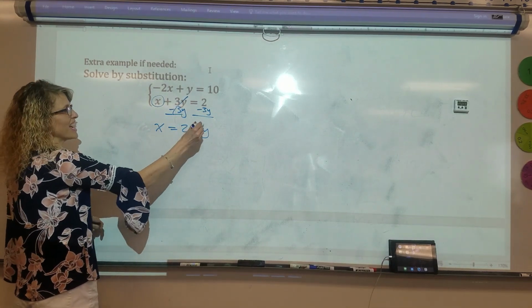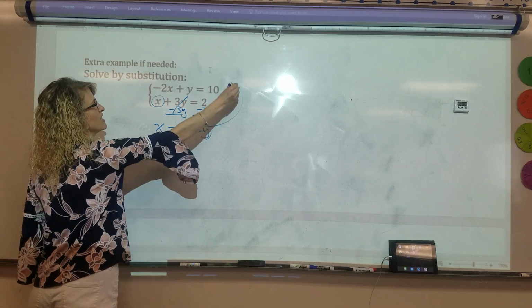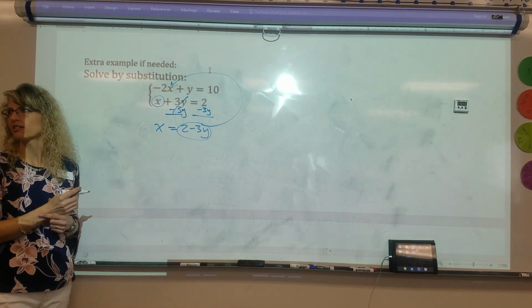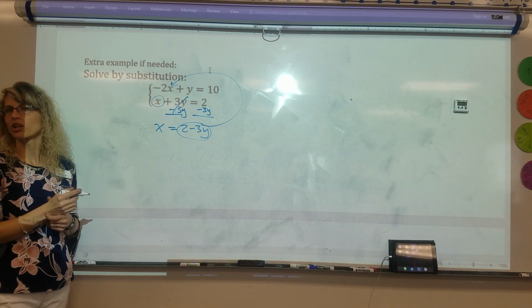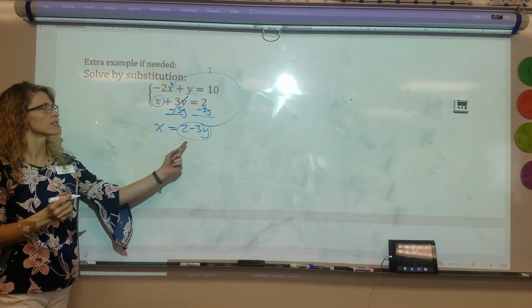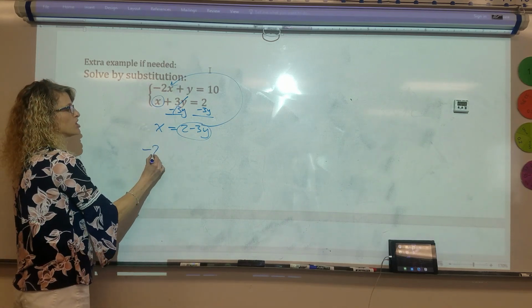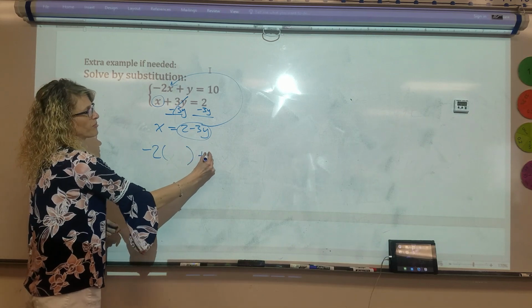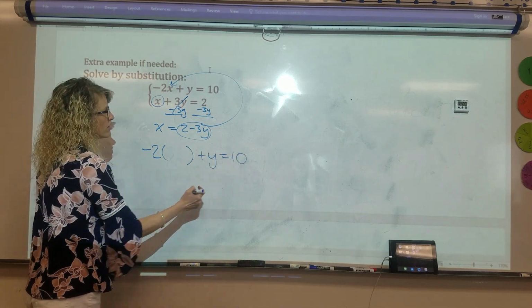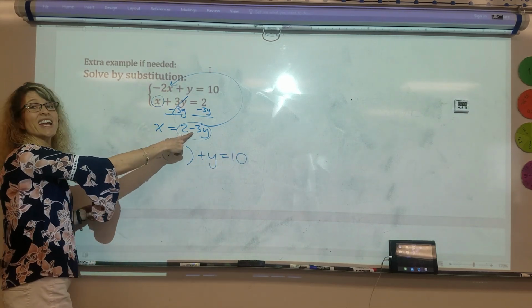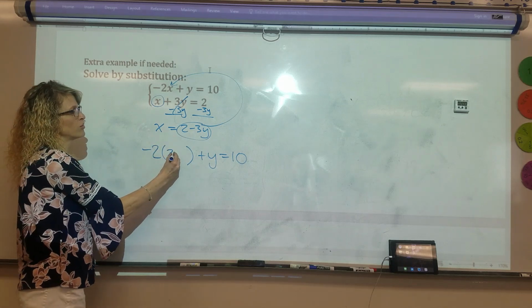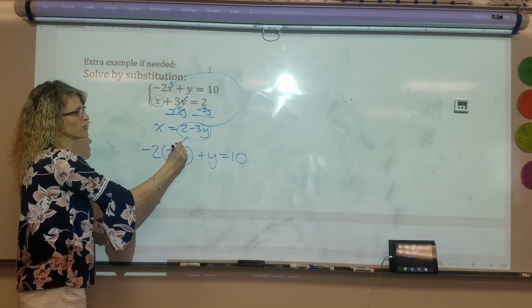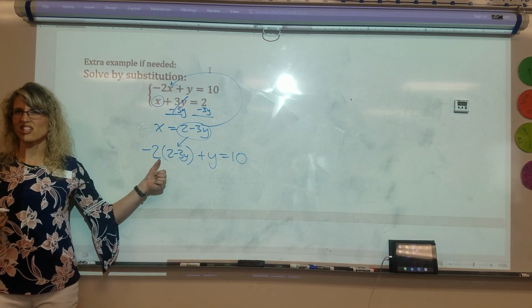Now we take this x, and we're going to substitute this into the other equation for x. We're going to replace x with this. So I'm going to rewrite the top equation. I'm putting a placeholder, and instead of the x, I'm writing what x equals, which is 2 minus 3y. I'm just going to put an arrow so you see what I did. This is the step I'm worried about.